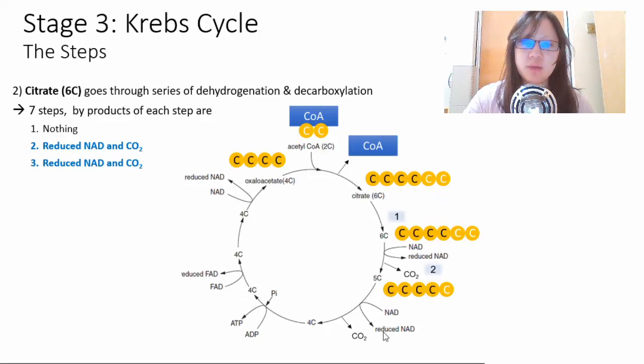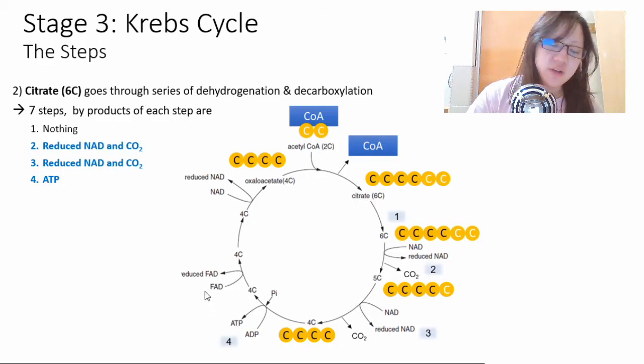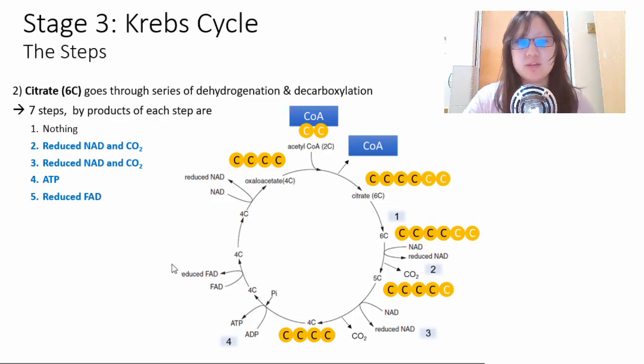And then you do the same thing again. So you reduce NAD again and remove CO2 again, and you form a 4-carbon molecule. Now after this, ATP is produced. Ta-da! 1 ATP only, don't be so excited. Then after that, FAD is reduced. This is the first time we have seen FAD. Reduced FAD means it carries 2 hydrogens.